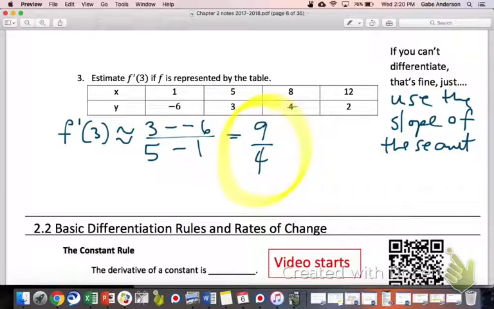Believe it or not, you will use that phrase a ton. You'll use that phrase a lot, or at least that process a lot, as we go through this. So if you can't differentiate, that's fine. Just use the slope of the secant line to approximate that derivative. Happy? Okay, cool.